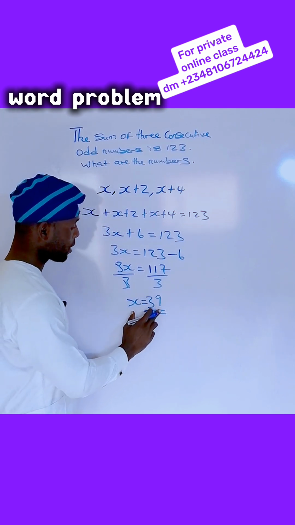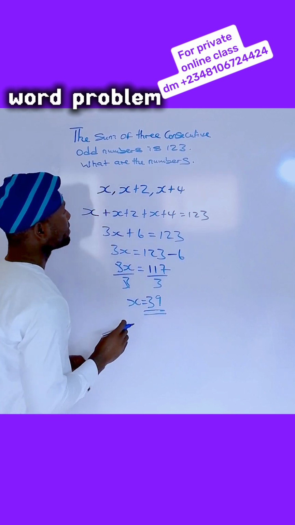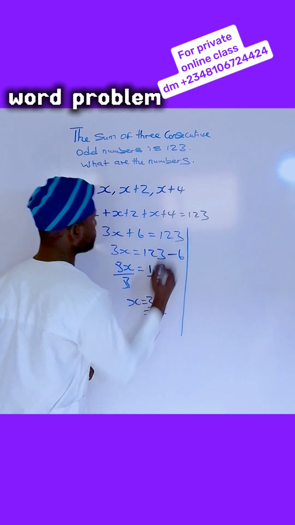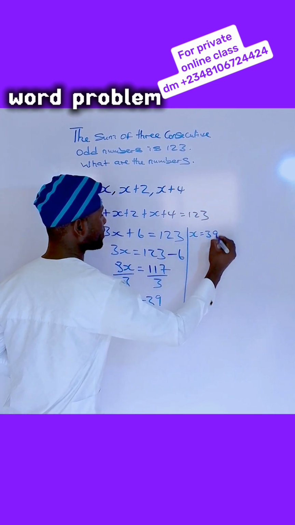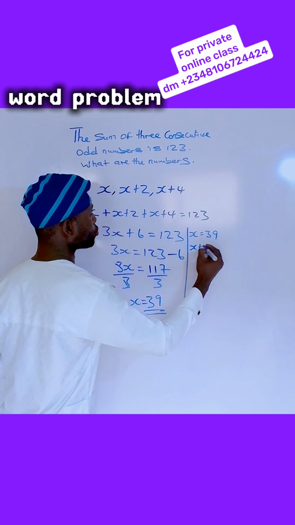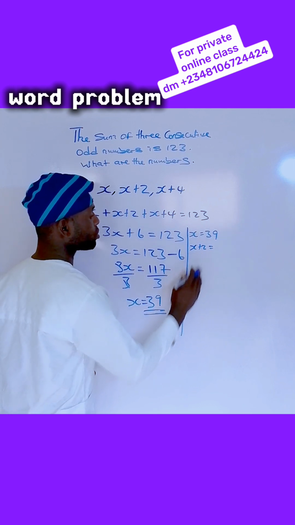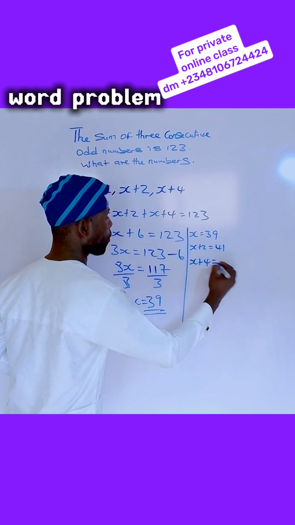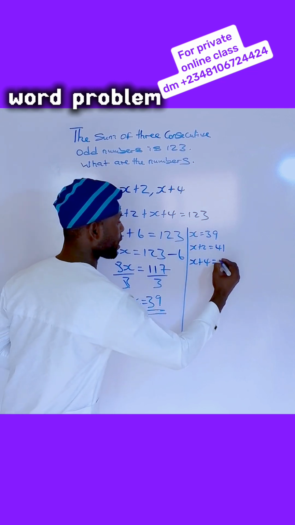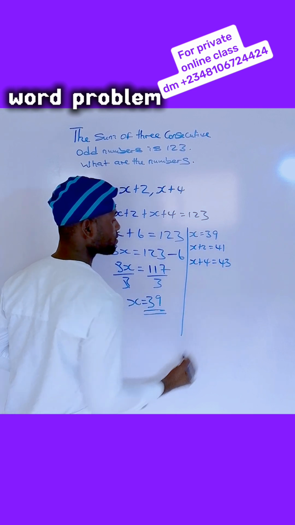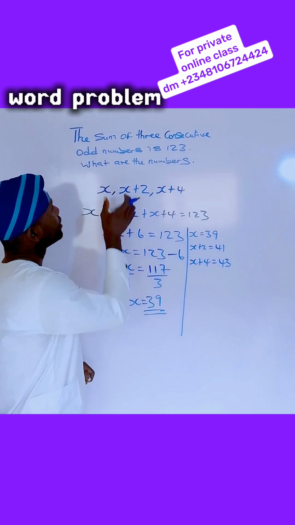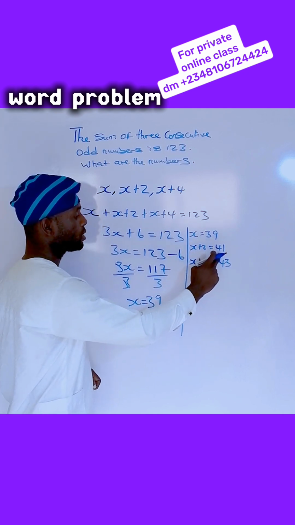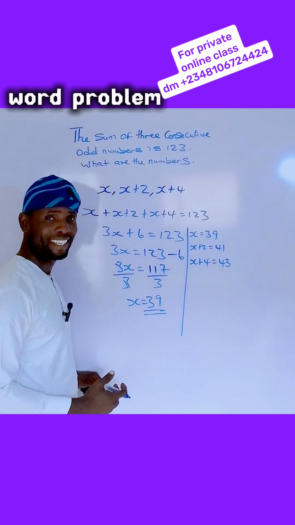Since x is the first number, we can find the remaining two odd numbers. Look at it. The first odd number, which is x, is 39. The second one will be x plus 2, which is 39 plus 2, 41. The next one is x plus 4. 39 plus 4, we have 43. Therefore, the three consecutive odd numbers are 39, 41, and 43. That is it.